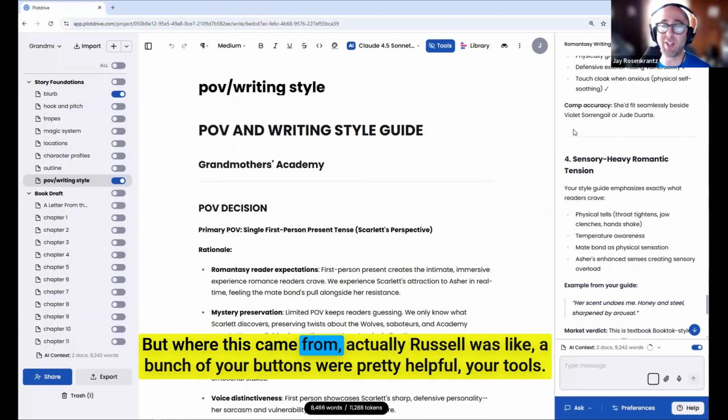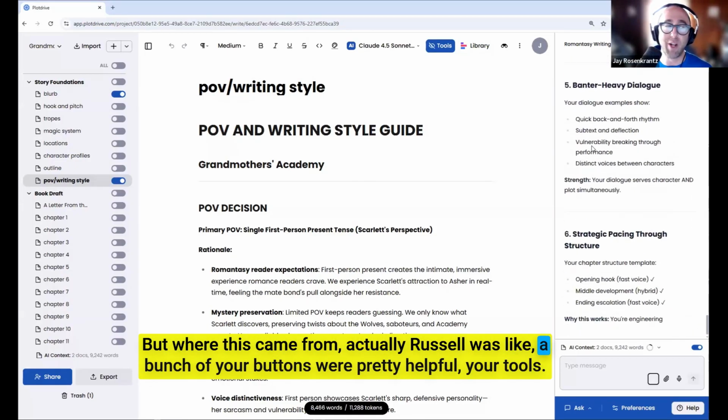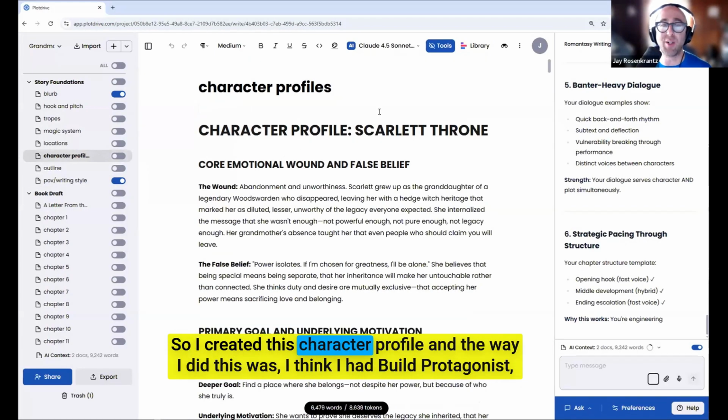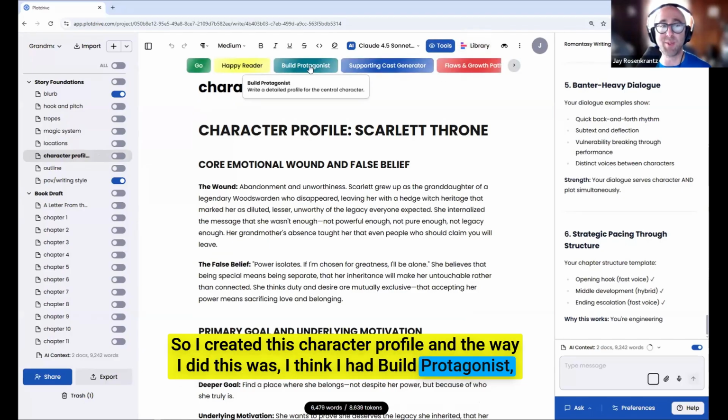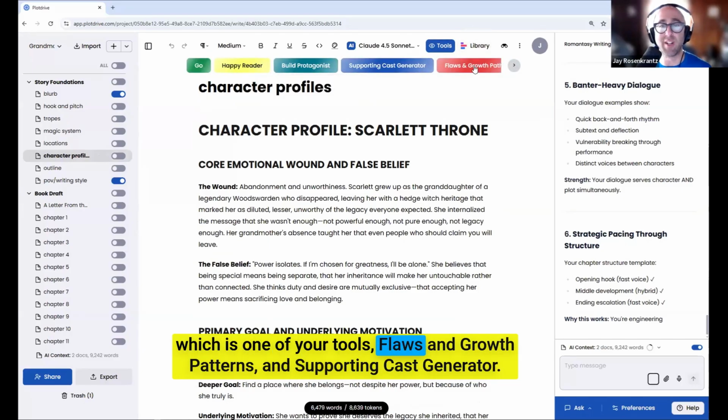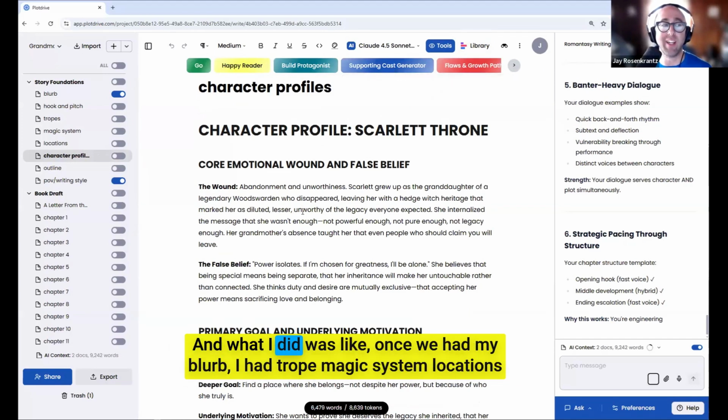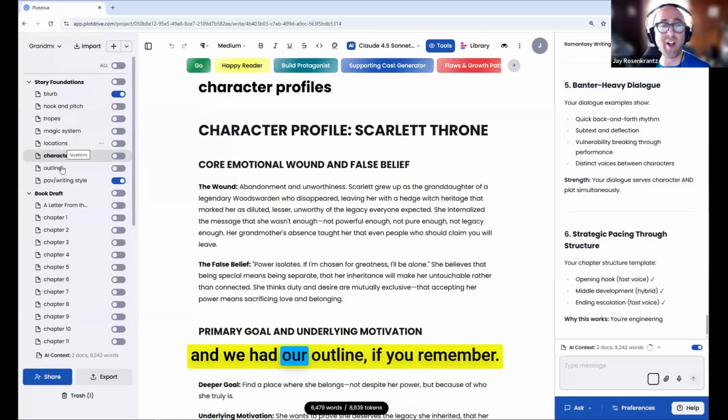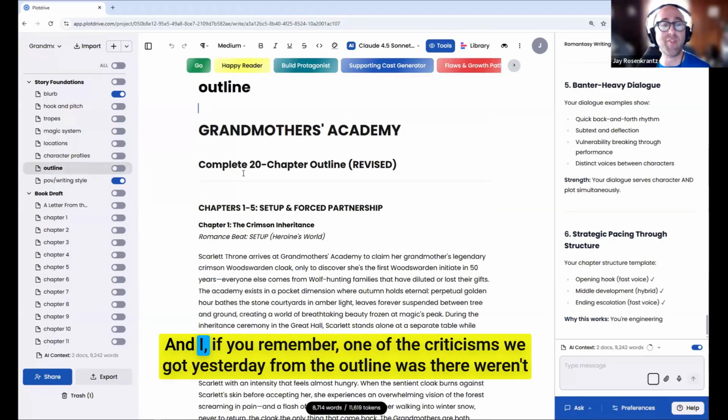But where this came from, actually, Russell, was that a bunch of your buttons, your tools, were pretty helpful. So I created this character profile, and the way I did this was I think I used Build Protagonist, which is one of your tools, Flaws and Growth Patterns, and Supporting Cast Generator. Once we had my blurb, I had tropes, magic system, locations. We had our outline, if you remember.